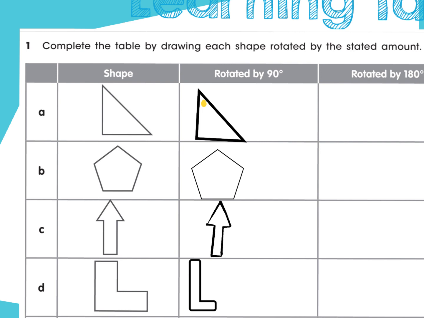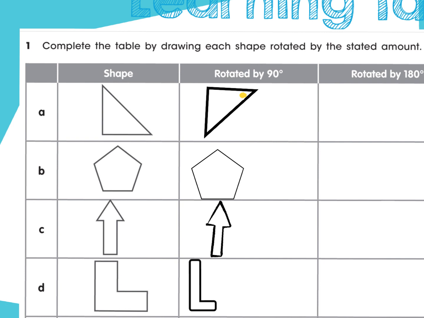So let's look at the first one. I've got my triangle, okay? I've got a right angle triangle. And as I turn that 90 degrees, I'm going to rotate it around so it's 90 degrees. You can now see that that dot is now pointing that way, all right? So this allows us to track how our shape's rotating.